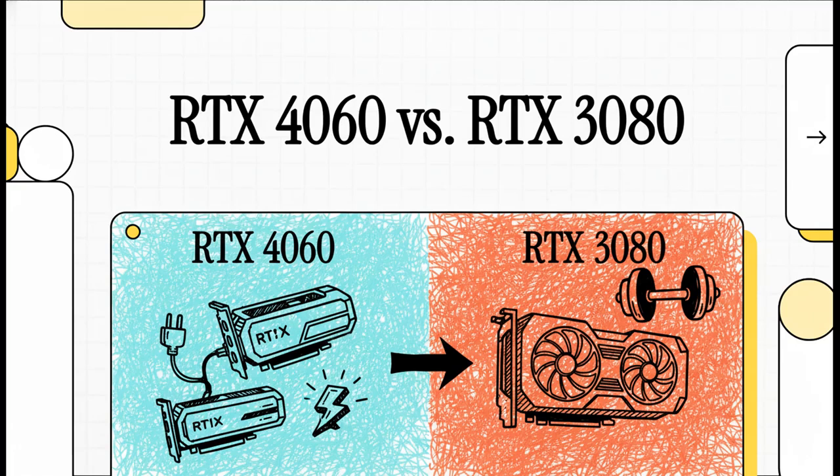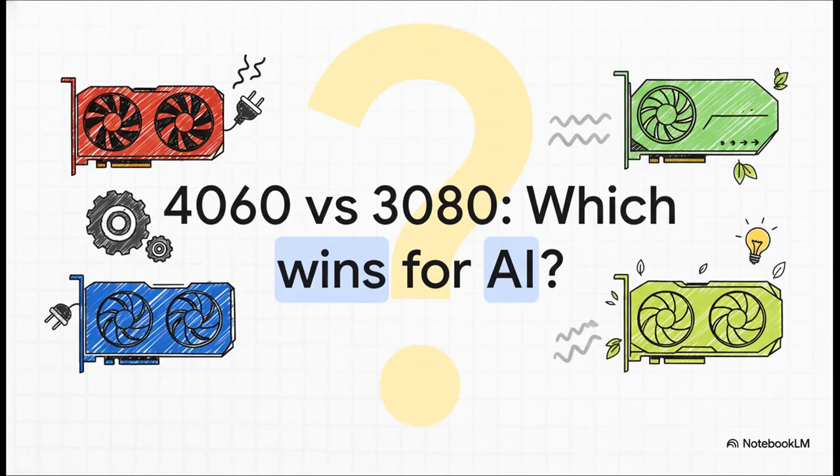Welcome to The Explainer. Today, we're going to break down a huge choice for anyone building an AI rig. Do you go with the new school efficiency of the RTX 4060 or the old school raw power of the RTX 3080? It's really a classic battle of brains versus brawn, so let's figure out which one is right for you.